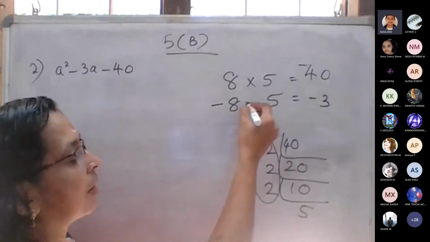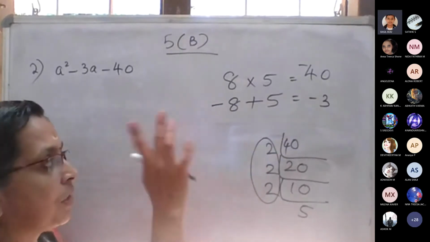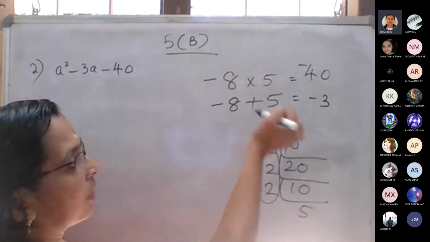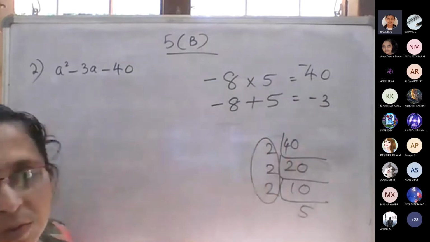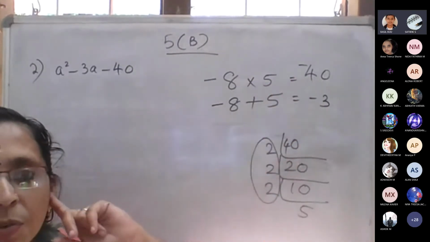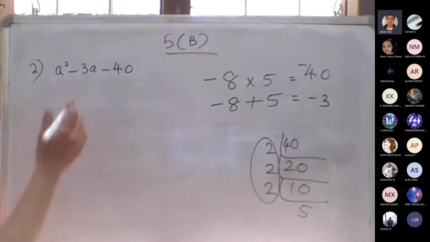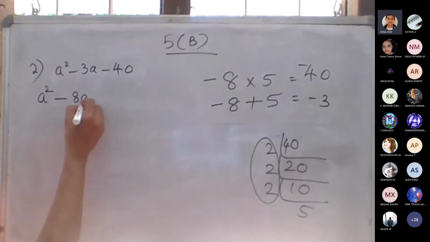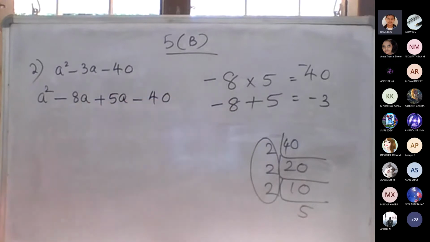So subtract means one should be positive and the other should be negative. So integers concept, negative 8 plus 5 is negative 3. So same, negative 8 and positive 5 itself. So negative 40 is negative 8 times 5. Now it's okay. Anyone have any doubt in this? No, ma'am, no doubt. Clear now? Okay. So a square minus 8a plus 5a minus 40.